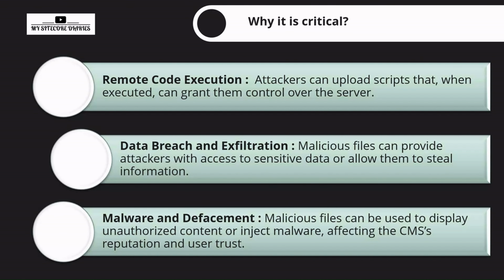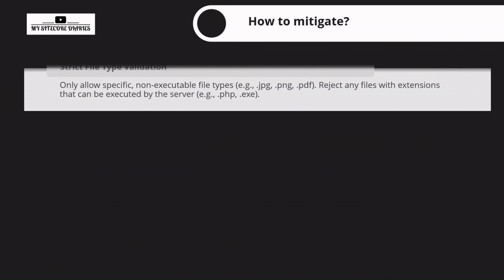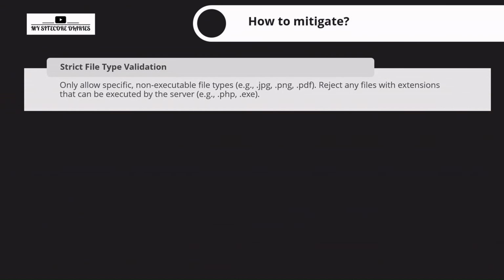Malware and defacement. A malicious file can be used to display unauthorized content or inject malware, affecting the CMS reputation and user trust. Now, how to mitigate this? Strict file type validation. Only allow specific non-executable files, that is JPG, PNG, PDF, etc., and reject any files with extensions that can be executed by the server, like exe and PHP. So make strict file type validations. Only allow files which are not executable.